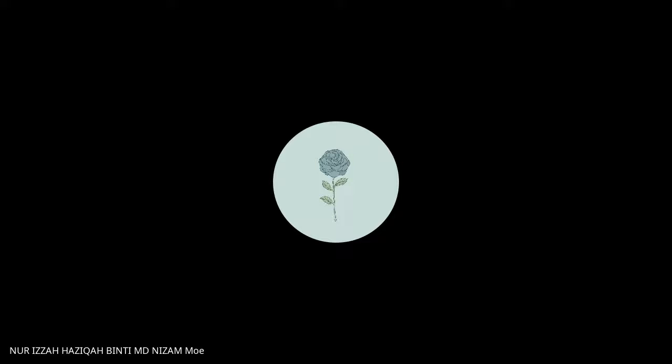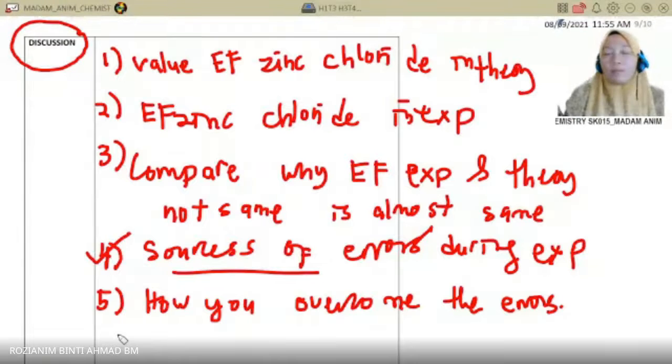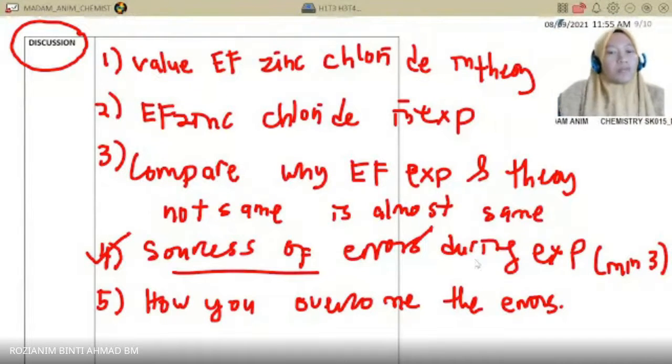Okay? Madam, maksudnya kan kita ada 5 point yang kita perlu cakap. Baik kita tulis ayat yang complete lah maksud Madam. Yes, betul. Ayat yang complete. Tak perlu buat paragraph. Contoh source of error ni saya nak minimum 3. Minimum 3 error yang wujud sepanjang eksperimen.